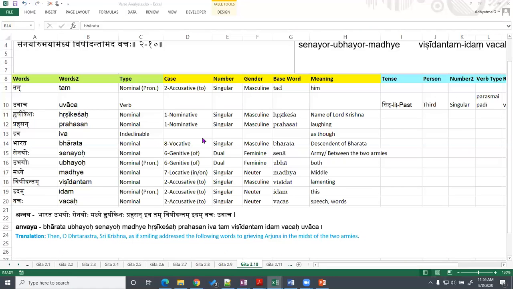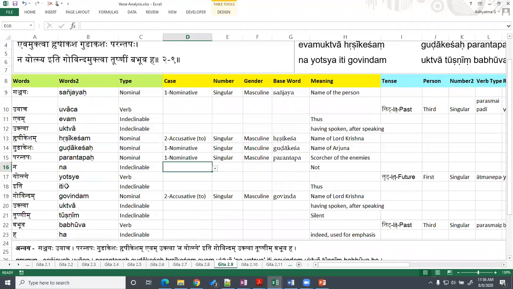Okay, there is a question, na yotsye. Can you explain this word? I explained this word, na yotsye. In Sandhi, because it's a yotsye iti, it becomes yotsya iti. So that's how it becomes. The word is yotsye, and because of the Sandhi between the two, it becomes yotsya iti. It's an ayadi Sandhi. We have studied this very thoroughly in our Sanskrit classes.